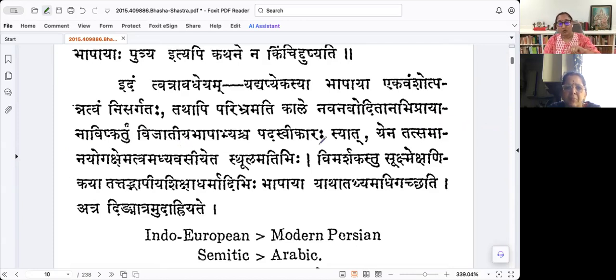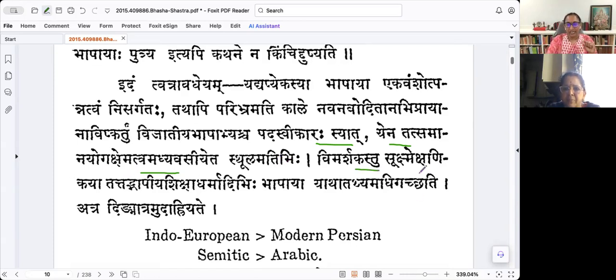Then what do we do? Vijatiya bhashabhyah padasvikaraha syat. We could take from other languages also. Yena tat samana yogakshematvam adhyavasiyeta sthulamatibihi. Those who have that intelligence will know that this word has been traced back to another language which has no connection to this, but they probably brought in that object from that particular country and wanted to express it in that manner. So it shows that there must have been an interaction between these two countries. Historically, it plays a big role.